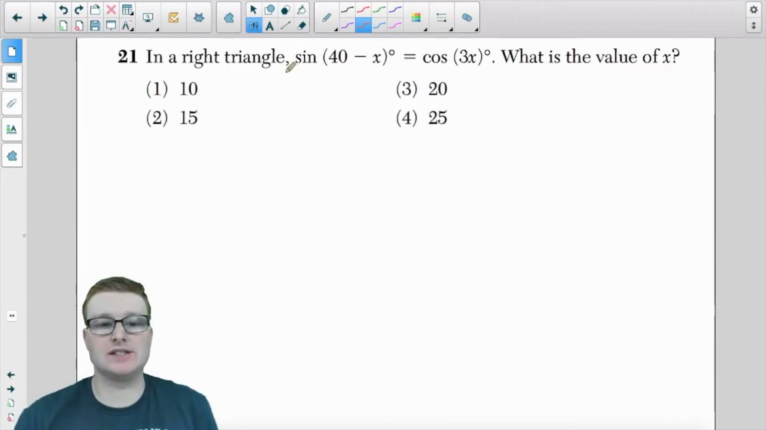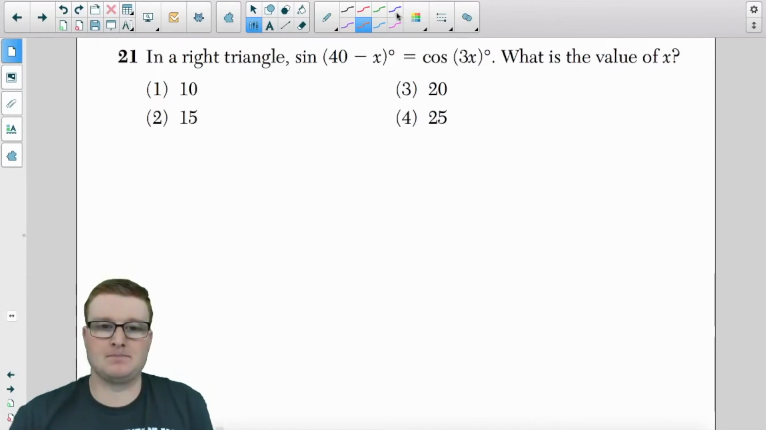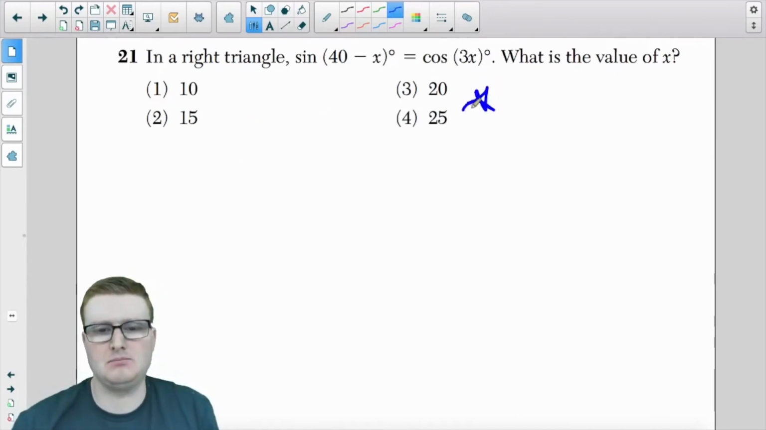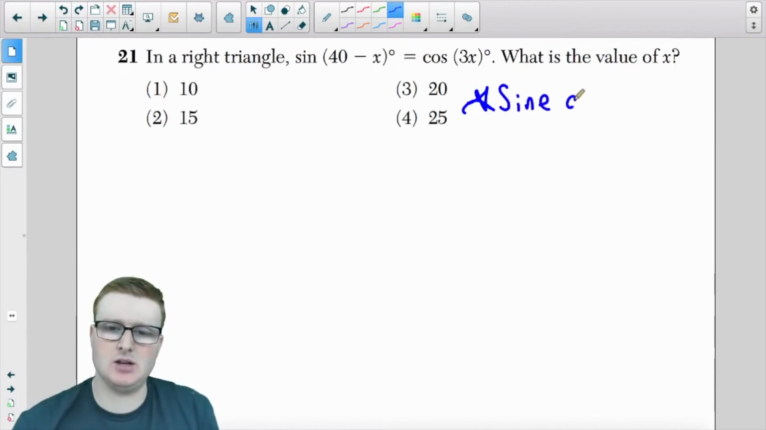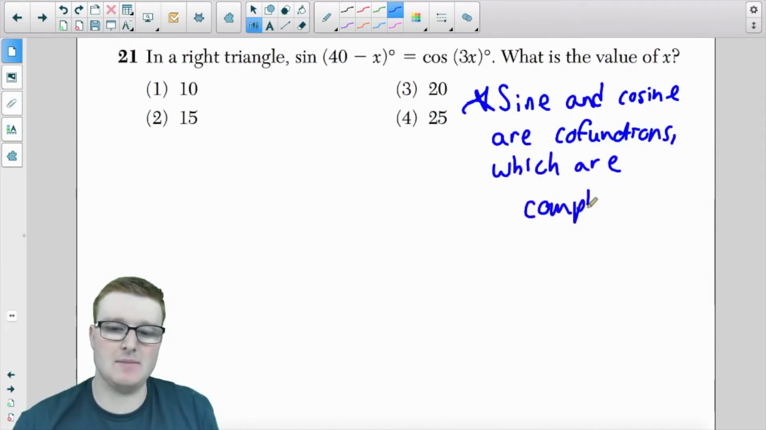Number 21. In a right triangle, the sine of 40 minus x equals the cosine of 3x. What is the value of x? So you need to know this pretty important fact. If you don't know it yet, I suggest that you learn it. Sine and cosine are cofunctions which are complementary. Complementary means 90 degrees.